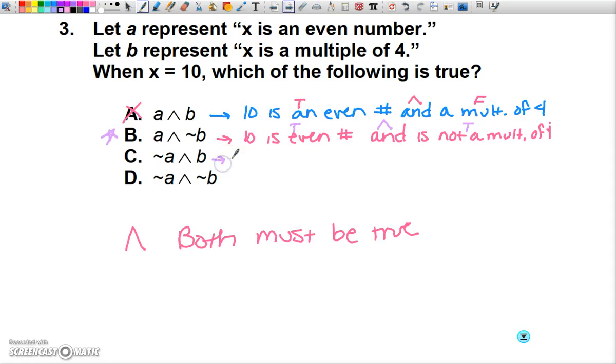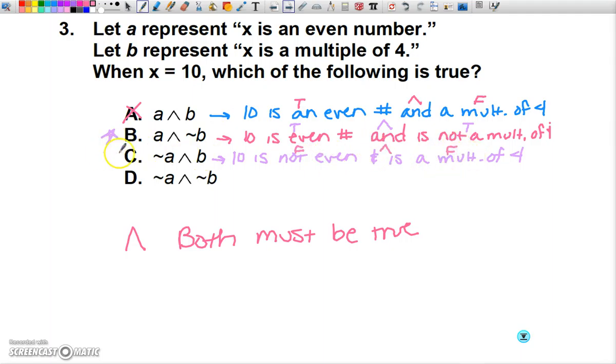Now I'm going to go into this one. 10 is not even and is a multiple of 4. Well, you're looking at that statement. 10 is not even is a false statement, and then is a multiple of 4.